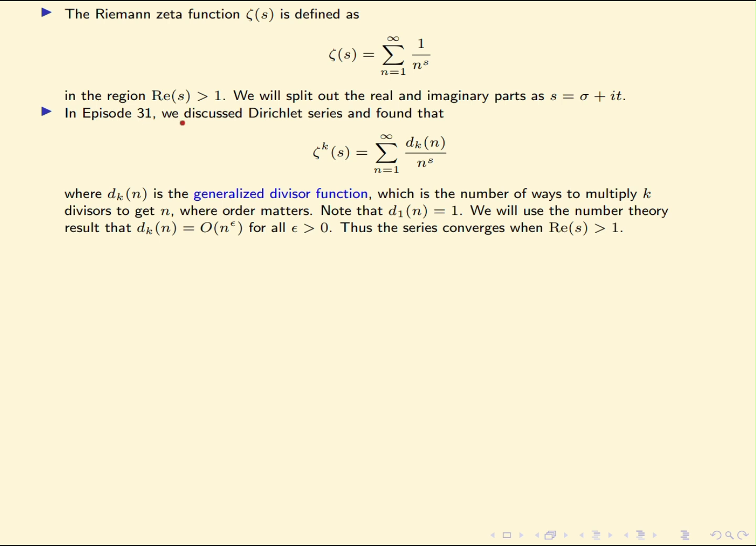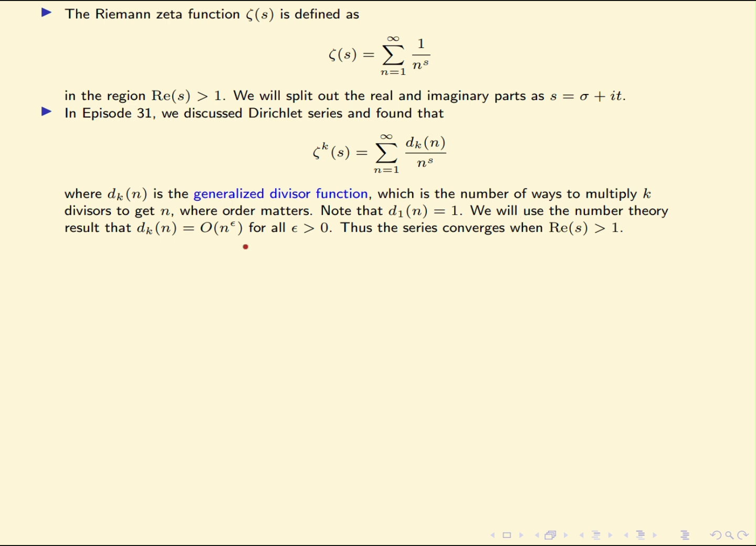And in episode 31, we discussed Dirichlet series, which really mean that instead of the numerator being 1, the numerator can be any function. And in particular, we found that zeta of s to the kth power is equal to the sum from n equals 1 to infinity of d sub k of n over n to the s, where d sub k of n is the generalized divisor function. This is the number of ways to multiply k divisors to get n, where the order matters. Today we're not really going to talk much about the number theory or the interpretation of d sub k of n, because we're mostly going to just use the fact that d sub 1 of n is just equal to 1, so it becomes the Riemann zeta function.